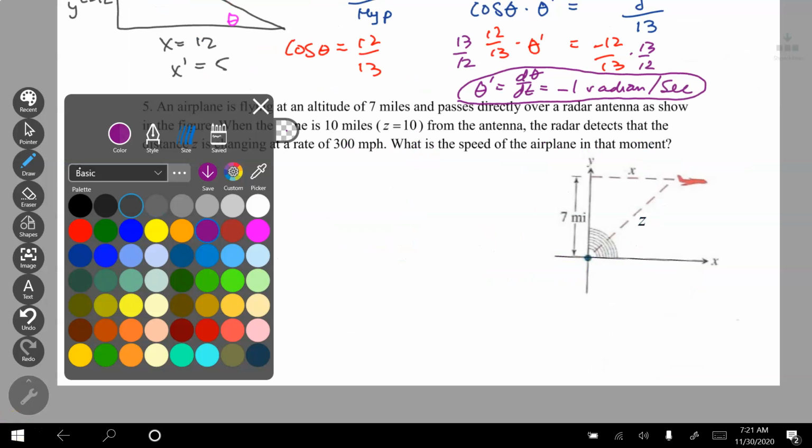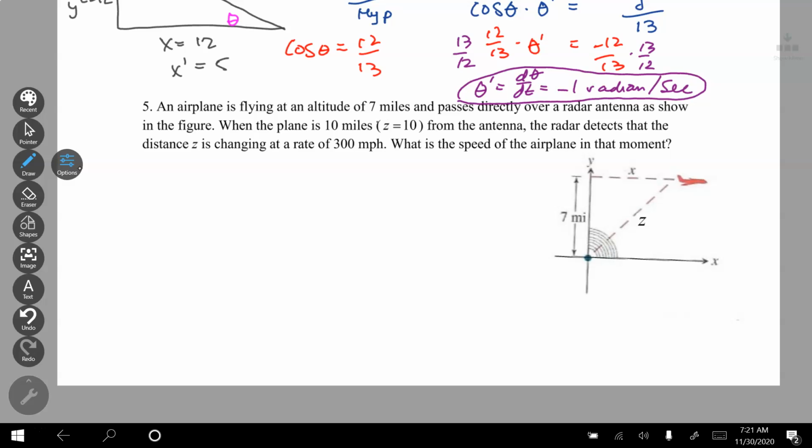So reading through this next problem, let's fill in what I know. Airplane is at 7 miles, so y equals 7, and y prime is equal to 0 because that is never changing. Passes over this radar station. I want to know when the plane is 10 miles, so z is equal to 10. It detects that the distance is changing, so my z prime is equal to 300 miles per hour.